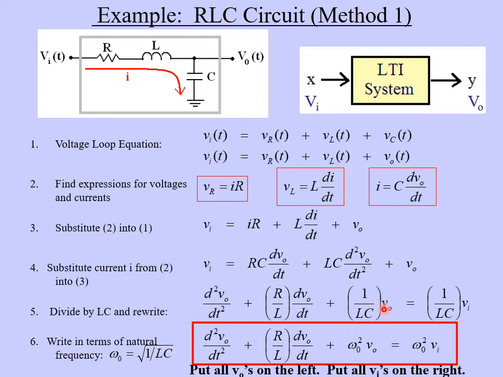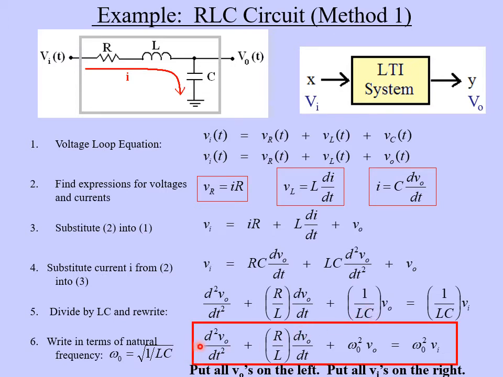The other thing we can do here to clean it up a little bit, we can divide every term by LC. All right, now why would we do that? Well, one reason is that, remember that 1 over LC is the square of the natural frequency, right? The natural frequency of any circuit that has inductance and capacitance is equal to the square root of 1 over LC. So this just cleans up these terms a little bit. We can write these terms in terms of the natural frequency.